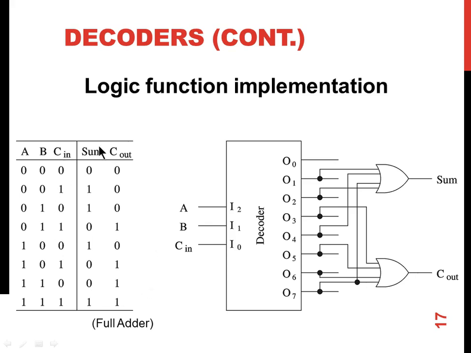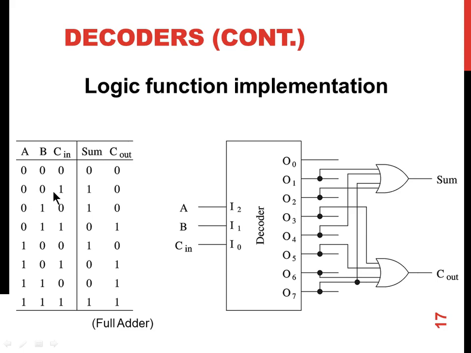This is a truth table given to you, and if we are asked to implement this logic using a decoder, how do we go about it? Now there are 3 inputs, so we need a 3 to 8 decoder for that. This is the logical table that is given to you to be implemented.